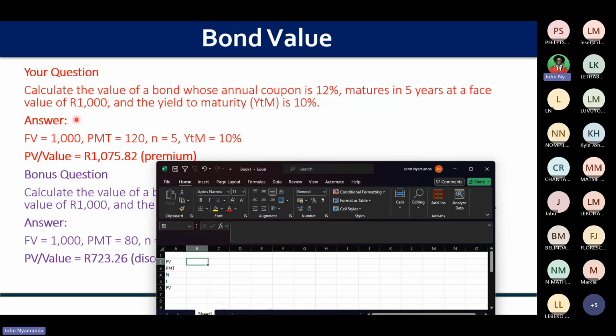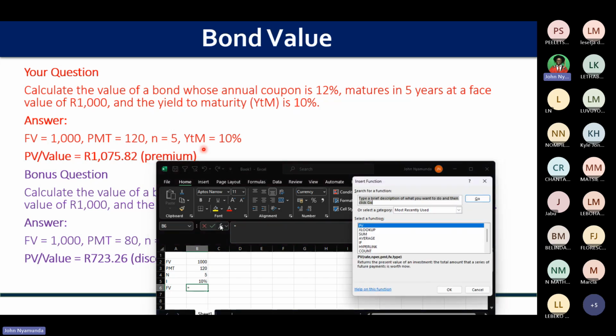Okay, first question, future value. We know it's 1,000. PMT, calculate the value of a bond whose annual coupon is 12%. So 12% is 120. Matures in 5 years, N is 5. And yield to maturity is 10%. Then here we are going to say, what is the PV?